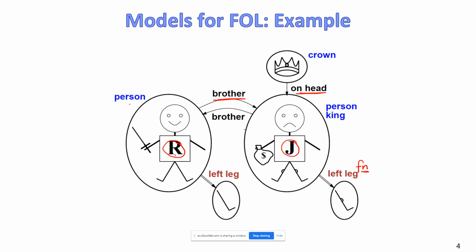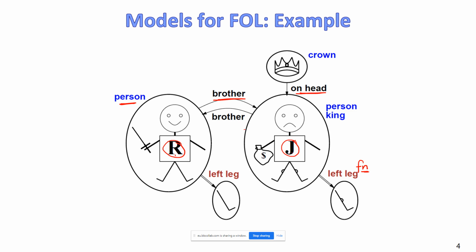Yes, exactly. So person is a relation of any object. It can be true or false, of course. If I say person of R, it will be true. If I say person of crown, it will be false. So person is also a relation. And what else?